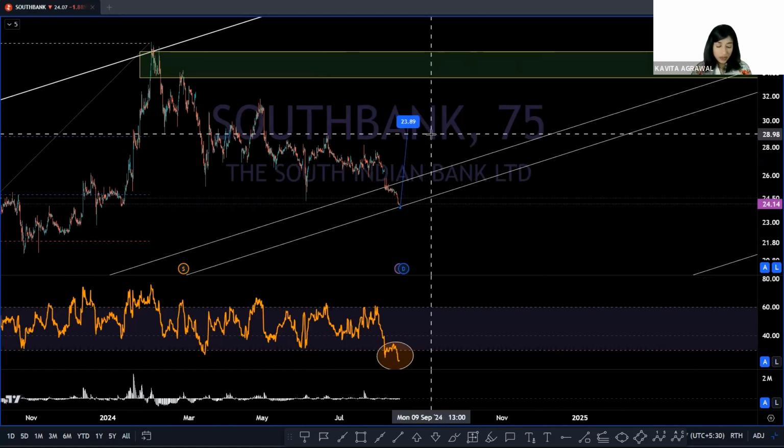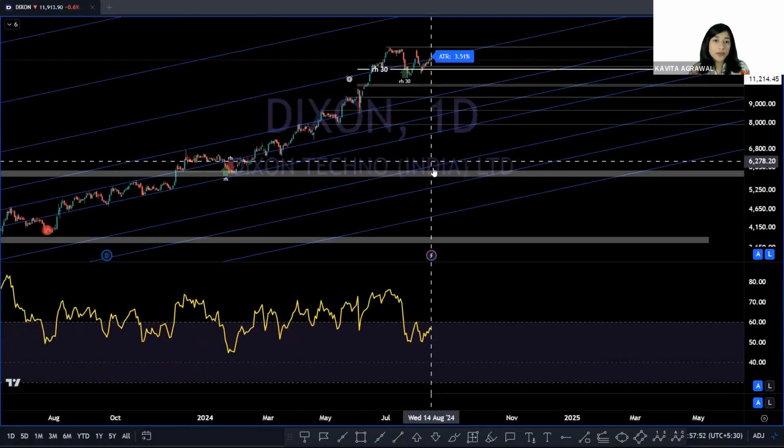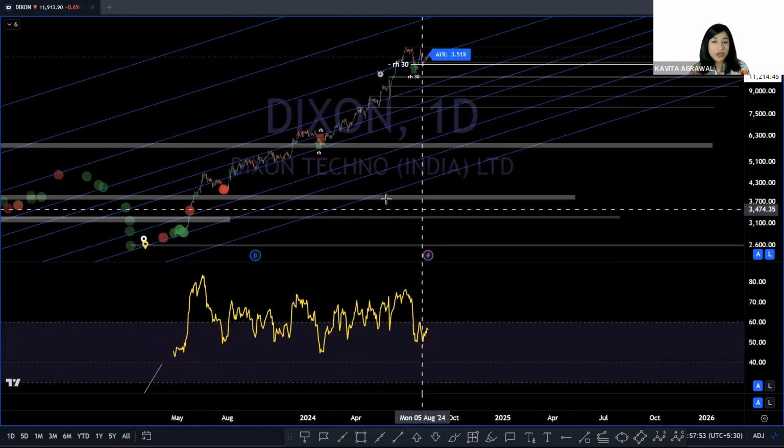So Dixon, 4,400 is the average. Now, Dixon is a very strong stock, very strong underlying trend.